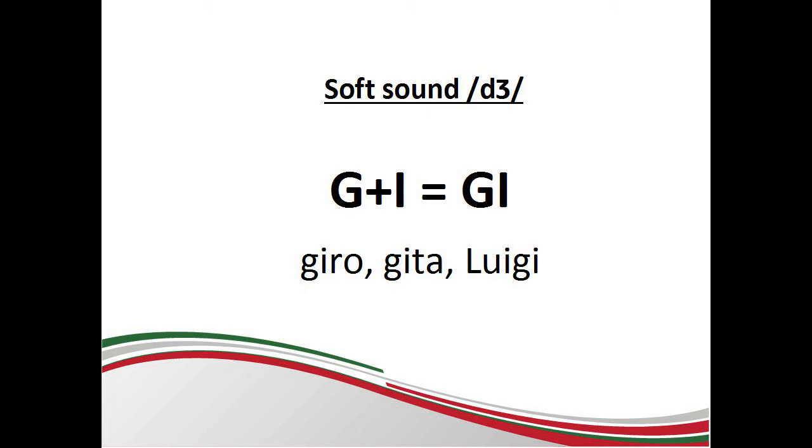G before I is spelled ji. Giro, gita, Luigi.